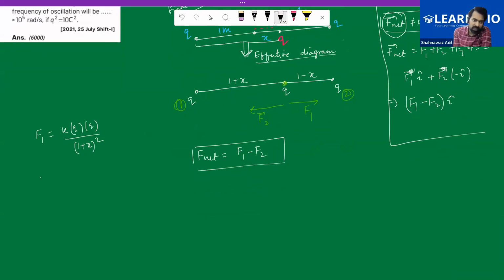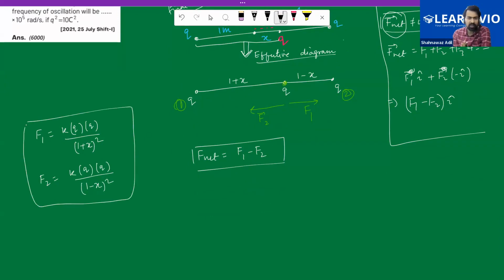And F2 is what? This is K. Charge is also same. And then this is 1 minus X square. So this is the Coulomb force. So we have used the idea of Coulomb force. We have used the idea of equilibrium, right? Those two concepts in this question we have done. Right, clear?